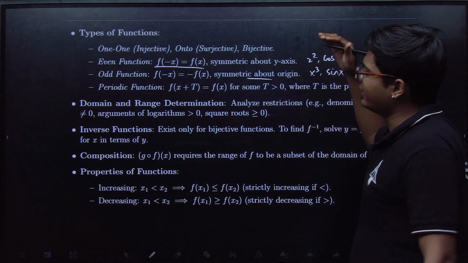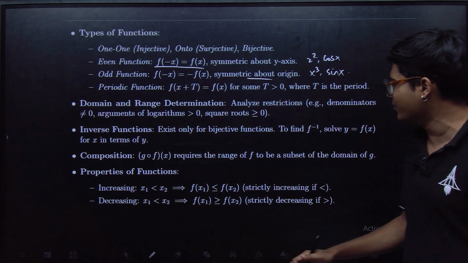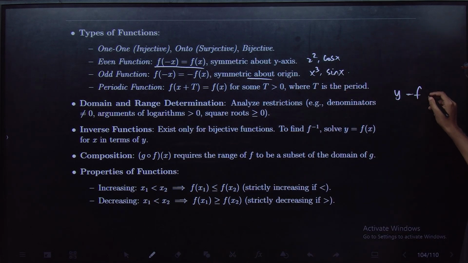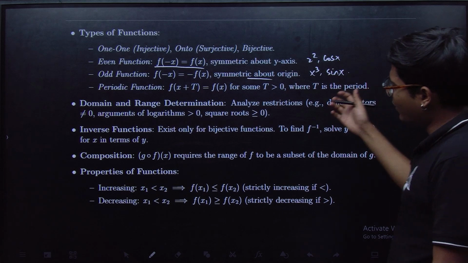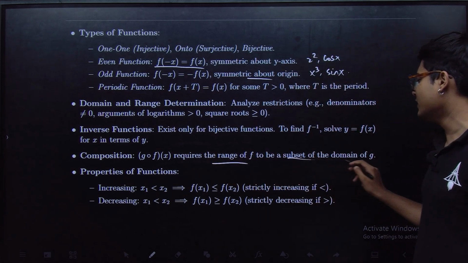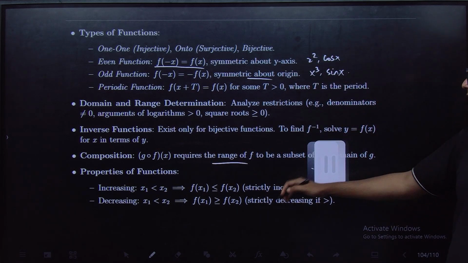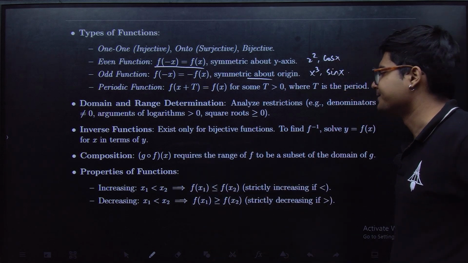Inverse functions, okay? It only exists for bijective functions. What do you do? You write y equal to f of x and solve for x in terms of y, right? Whatever you get as a solution gives you f inverse, right? Composition, you want the range of the first function to be equal to, or a subset of, the domain of the second function, right?